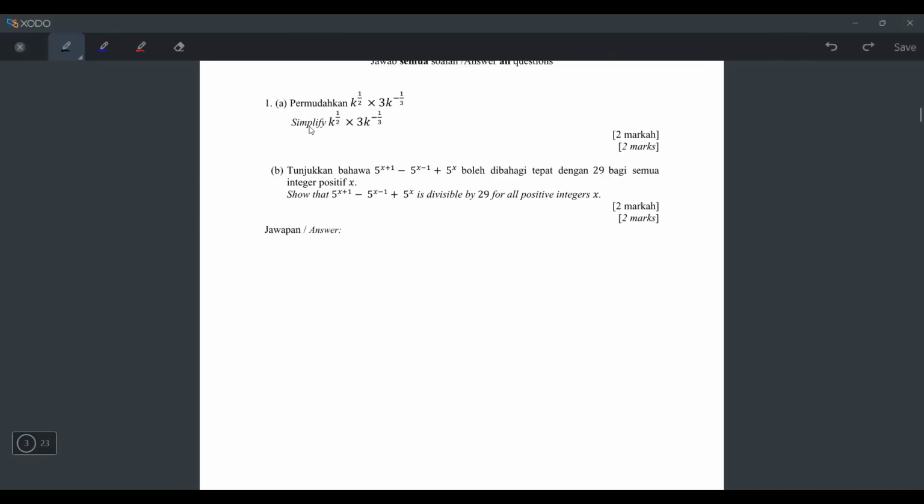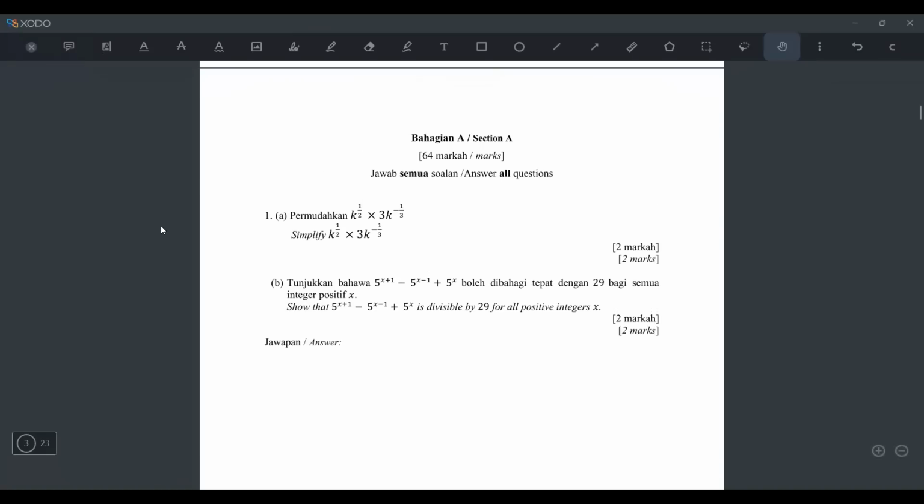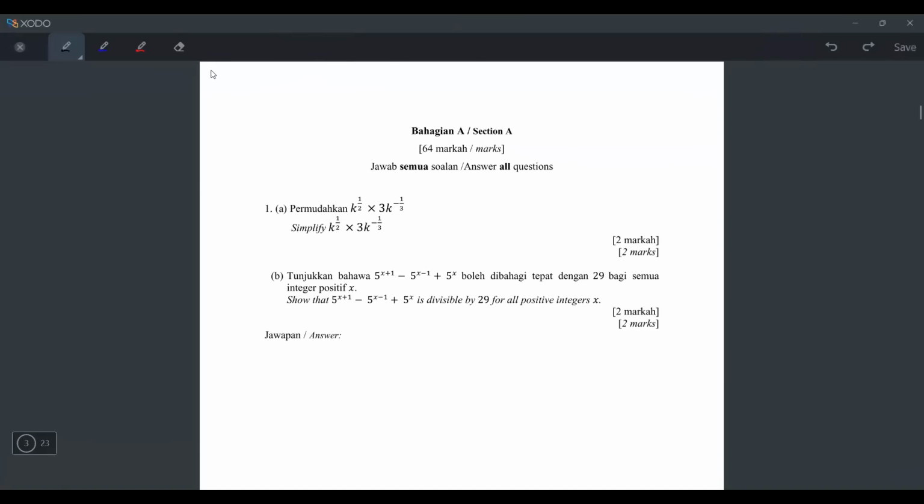Let's start. Okay, simplify this thing here. Okay, so let's write it down first. Okay, let's do it here. Okay, number 1a, k power 1 over 2 times with 3k power negative 1 over 3. So we need to know that even though they write like this, 3k power negative 1 over 3, but it's actually a times relation here, okay?